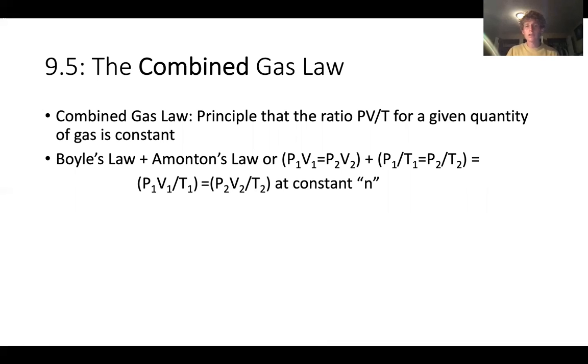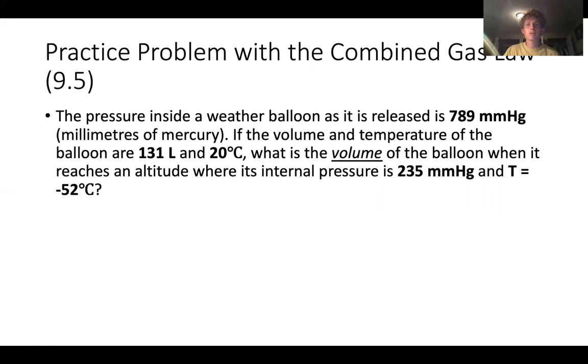So we combine those laws with those equations that we have, and we get pressure 1 times volume 1 divided by temperature 1 is equal to pressure 2 times volume 2 divided by temperature 2 at a constant number of moles. So we'll do another quick practice problem with the combined gas law. I'll just go ahead and read the question. This is also from the book in section 9.5.